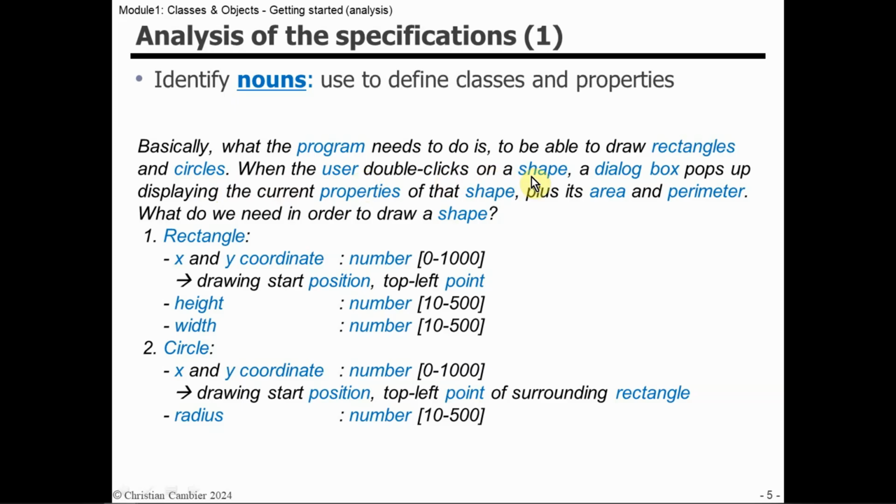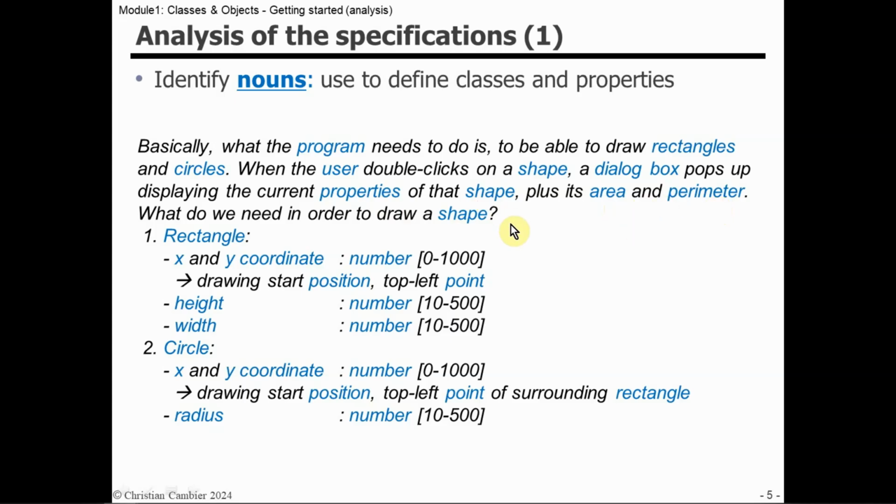Shape, yes, but it's a little too vague because we're dealing with rectangles or circles. You can't really draw a shape. A shape is too vague, so no. Dialog box, again, ask yourself, is dialog box a property of a rectangle? Does dialog box help you to identify a rectangle or circle? And the answer is no. Then properties, well, that is what we're looking for, so not really. Area and perimeter, yes, but I'll say a bit more about these two later.